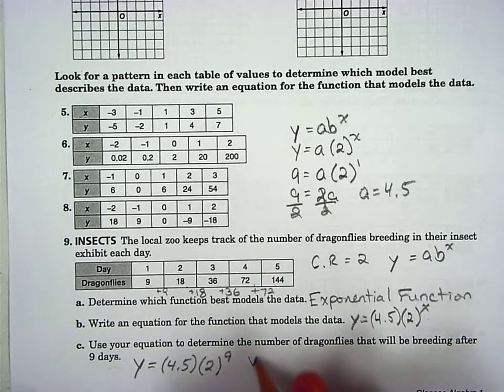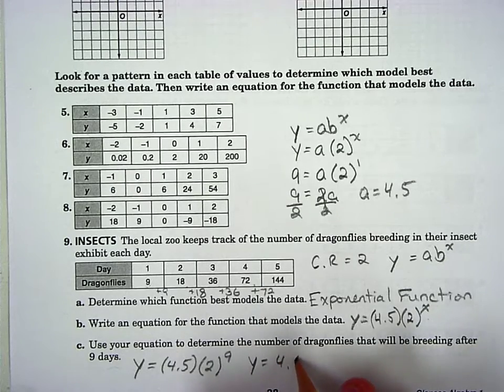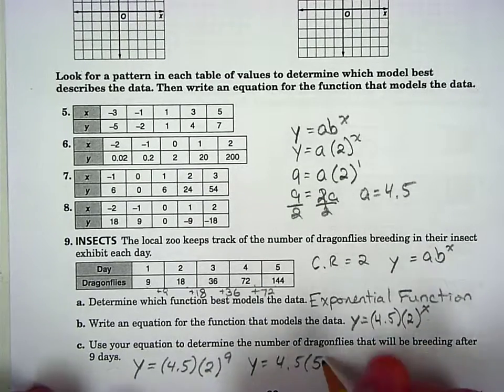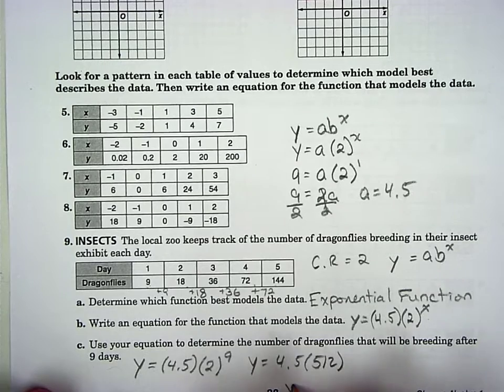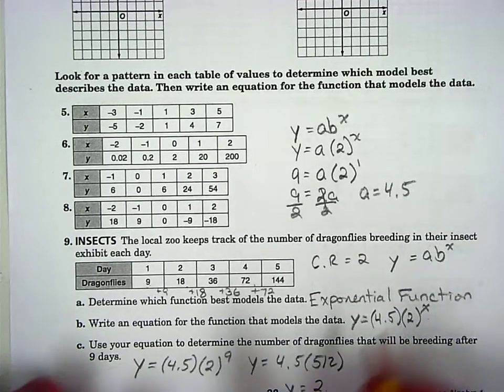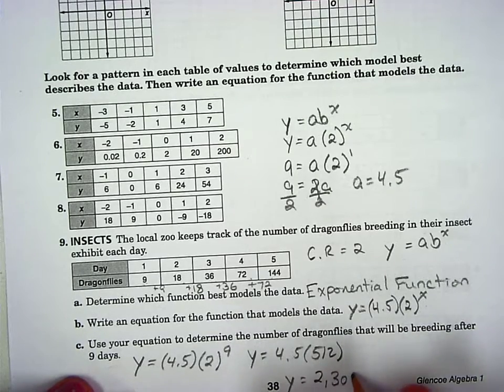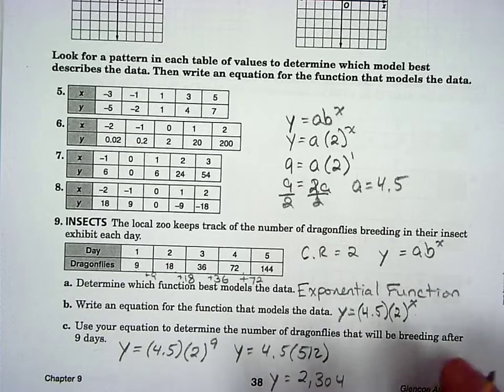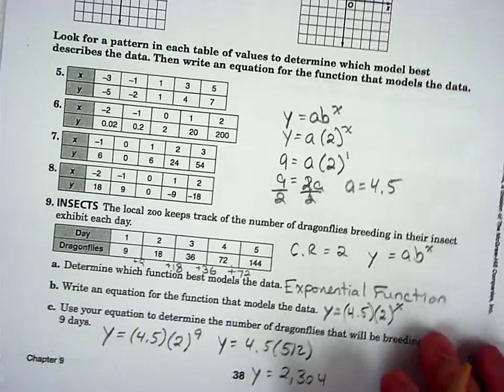So we have y equals 4.5 times 512, and if you were to plug that in and multiply, you end up getting after 9 days 2,304 dragonflies.